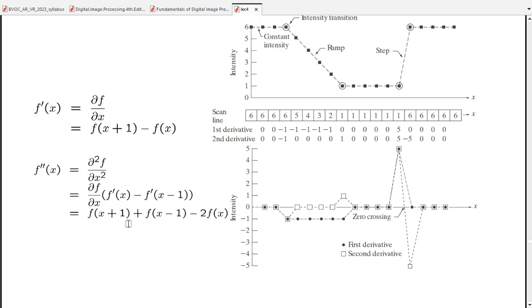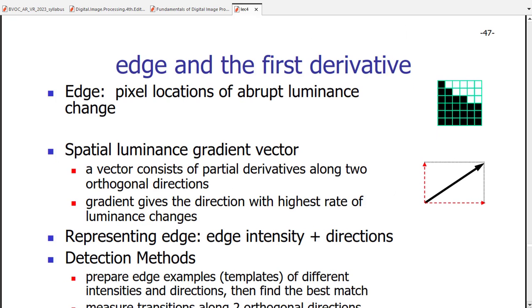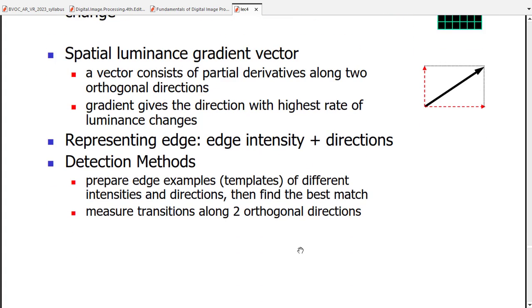Edge and the first order derivative: an edge is a pixel location of abrupt luminance change. Here is the spatial luminance gradient vector, a vector consisting of spatial partial derivatives along two orthogonal directions. The gradient gives the direction with the highest rate of luminance change, representing edge intensity plus direction. We analyze examples of different intensities and directions, then find the best matches, measuring the transitions along the two orthogonal directions.